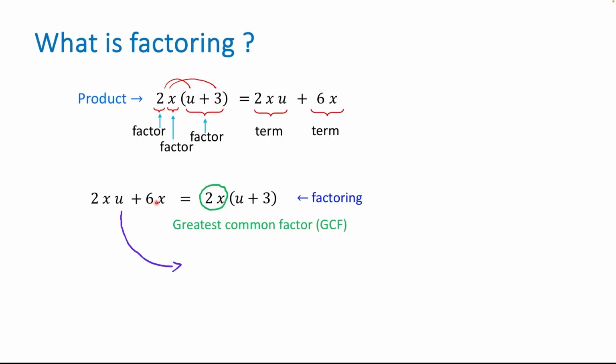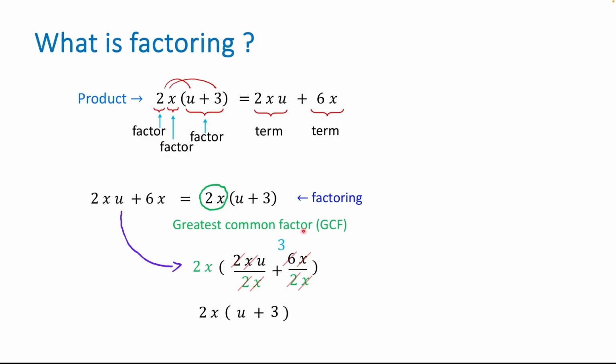So, to factor an expression, first you need to find the GCF of the terms of the expression. Then inside the parentheses, divide each term by the GCF. So divide this term by 2x, plus divide this by 2x. Now simplify. You can cancel out 2 and 2, x and x. 6 divided by 2 is 3. Cancel out x and x. Now you have 2x, and inside the parentheses, you have u plus 3. You factored this expression.